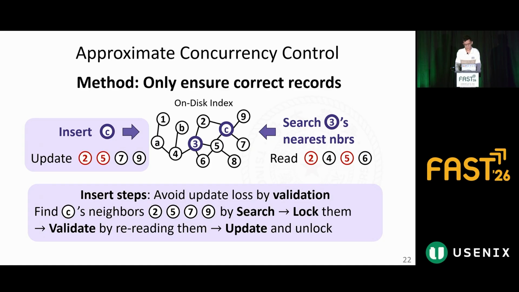The insert process first finds neighbors like the search process. It only acquires locks when accessing a record. Second, to avoid update losses caused by concurrent inserts, we grab locks to all the records to be updated and reread their newest version. This is the validate process. Finally, update and unlock them. By doing so, the critical section of update is reduced to a single parallel SSD read after write.